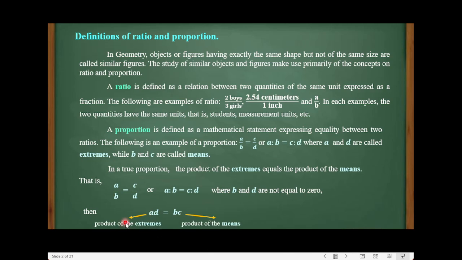The left side is the product of the extremes, while the right side is the product of the means. Now, why is it that B and C are called the means? Because these are the terms closer to the equal sign. While A and D are called extremes because they are found on the leftmost and rightmost of this proportion.